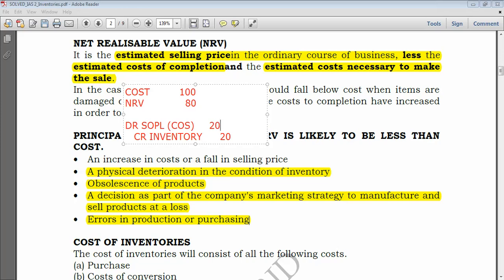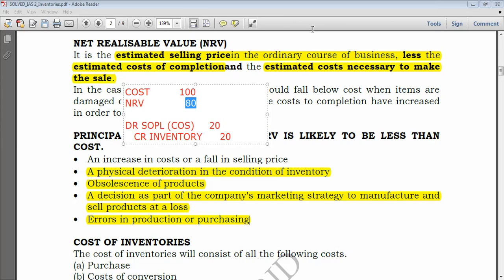All right. After doing this, that means in your books, inventory would now be carried at 80, no longer at 100, right? So in case maybe the next year inventory has fallen again, this 80 will now be your cost, and you would have to compare this cost of 80 and that new net realizable value, and then you'd proceed as usual.